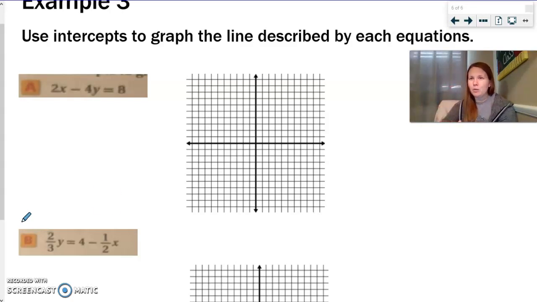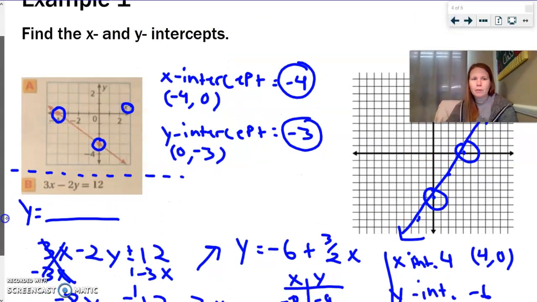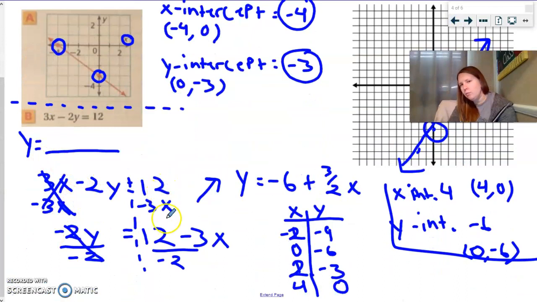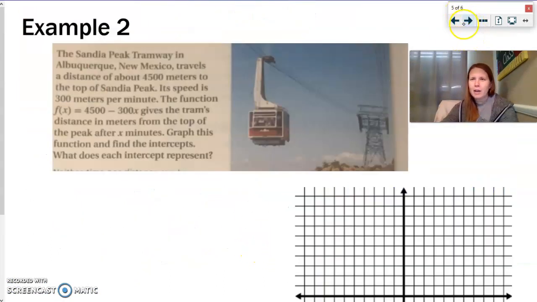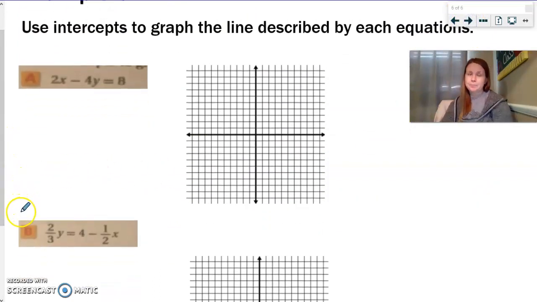But there is an easier way than what we did in example 1. In example 1, I rearranged the equation to make it y equals. I set up a table, then I graphed it to figure it out. On this side, there's actually an easier way to do it.